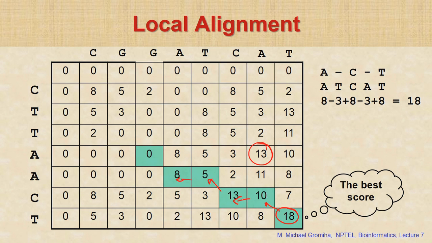Here then we use this gap, so A, then C and C are matching, then another gap, so the A and D are matching, so the score is equal to 18.